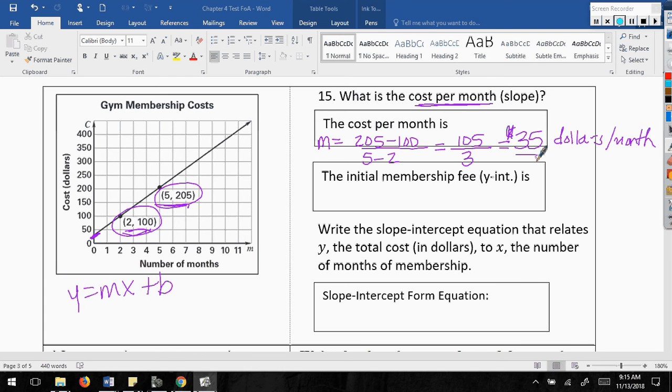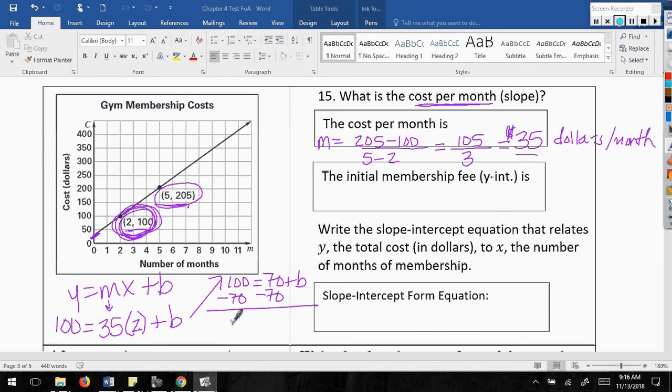We're going to plug in the 35 that we know. That's going to go for the m. And we're going to use one of these points for x and y. So y is 100 and x is going to be 2. And we're going to solve this for b. Okay, so 35 times 2 is 70. So I have 100 equals 70 plus b. If I subtract the 70 to solve for b, I get 30. Okay, so the initial membership fee is going to be $30.